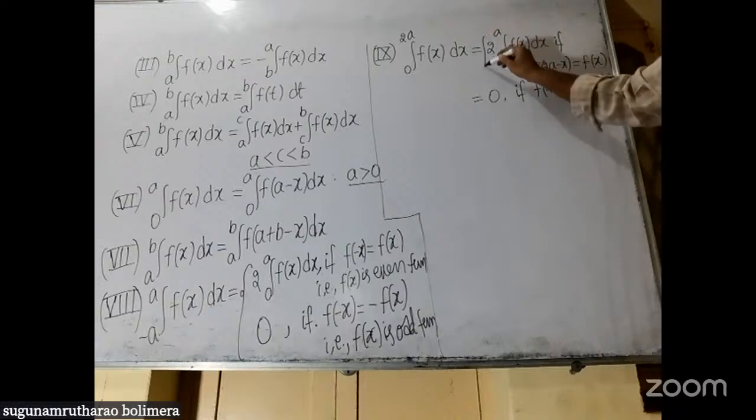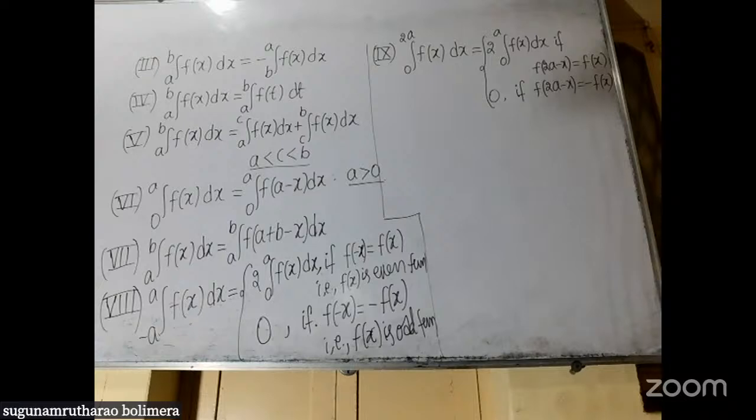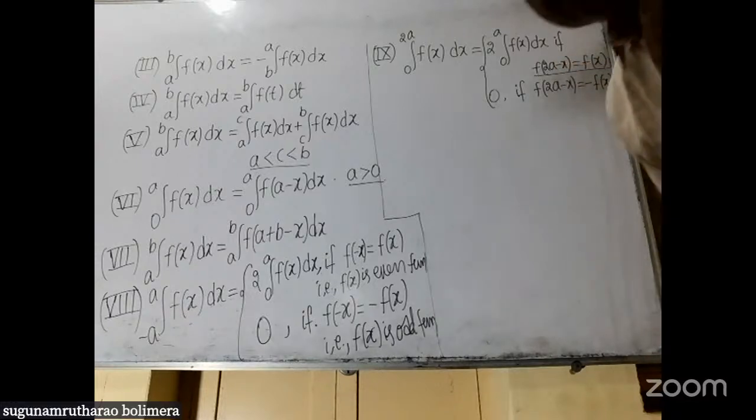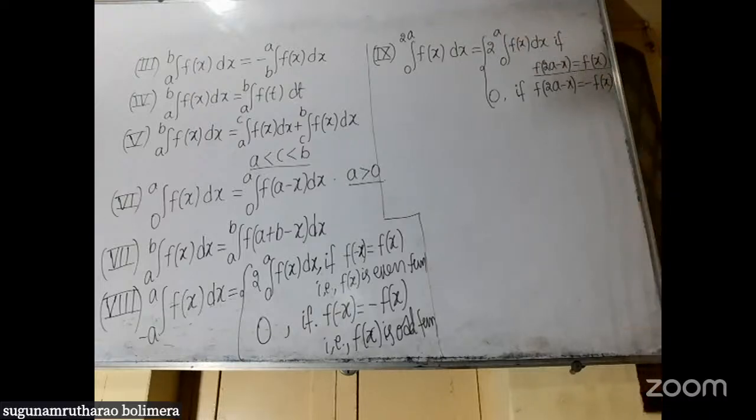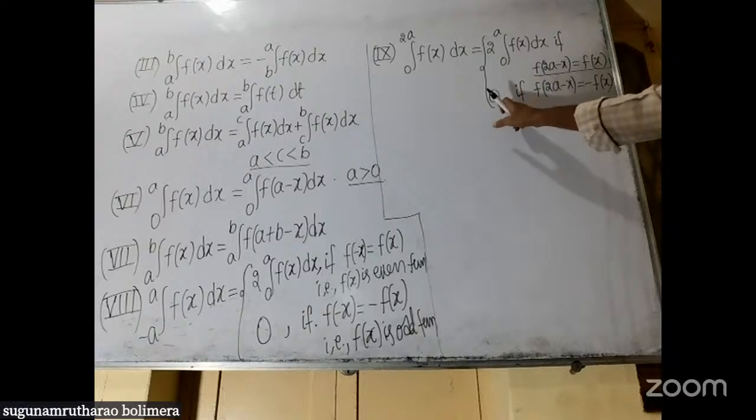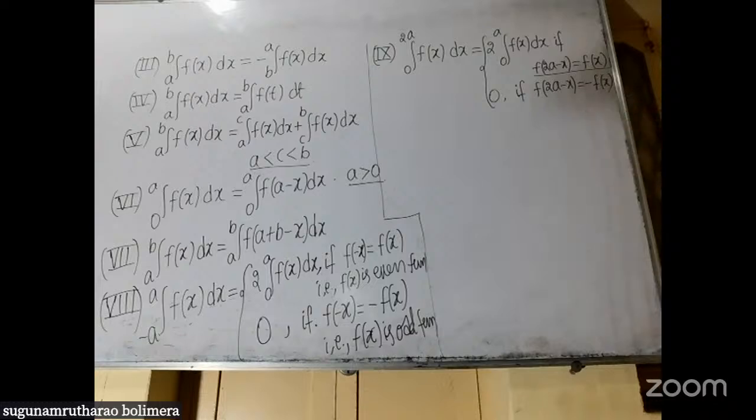Please note. Integral 0 to 2a f of x dx equals 2 into integral 0 to a f of x dx if f of 2a minus x equals f of x, and it is 0 if f of 2a minus x equals minus f of x. Next one.